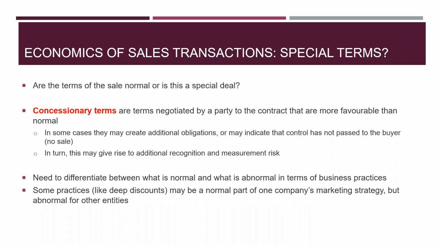Now, often we would see some special deals. Is the sale happening in the normal course of business? Is this a normal sale or are there special sales? These special sales are referred to as concessionary terms. Concessionary terms are negotiated by both parties in the contract, and they have some more favorable terms than normal.